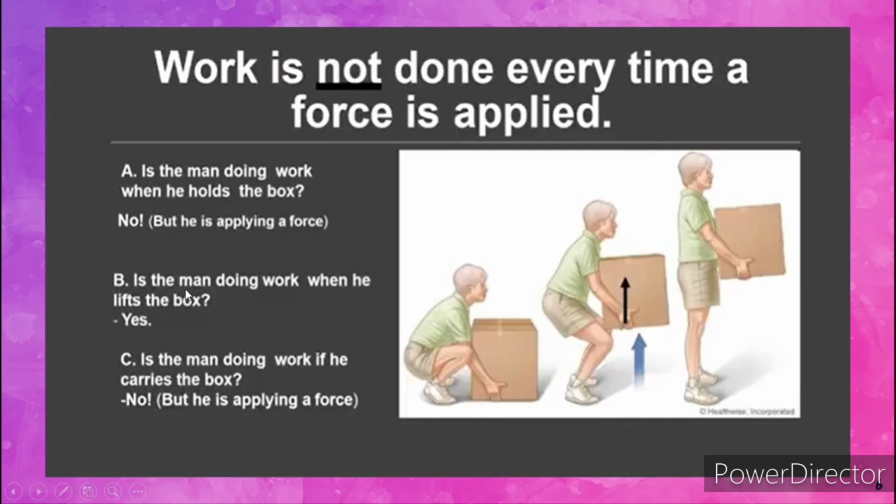Second, in letter B, the question is: is the man doing work when he lifts the box? The answer is yes. Why? He held it, then he stood up. This means there was movement and force applied, so there was work. In the first picture he was just sitting; in the second, he held it, lifted it, and stood up. Then letter C, he is already standing. Is the man doing work if he carries the box? He is standing, he did not move, he is only holding it. The answer is no, but he is applying force. Again, it is work only when there is an action, a movement. Hope that is clear.